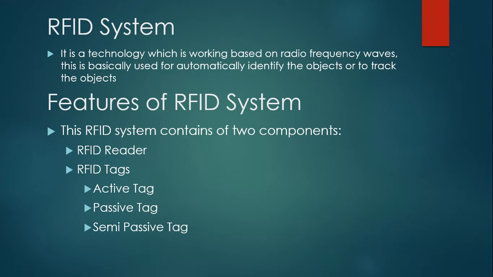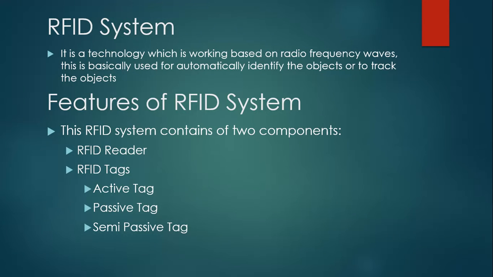Now we'll see the features of the RFID. The RFID system consists of two components, RFID reader and RFID tags. RFID tags mainly come in three types: one is the active tag, another one is the passive tag, and another one is the semi-passive tag. If we look at the active tag, this type of tag has its own power supply. Moreover, the same power source is used to transmit the feedback signal to the RFID reader.